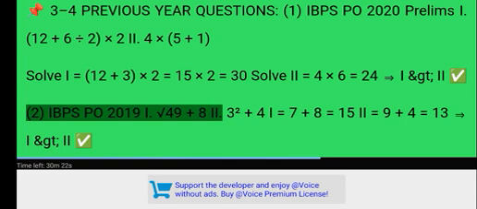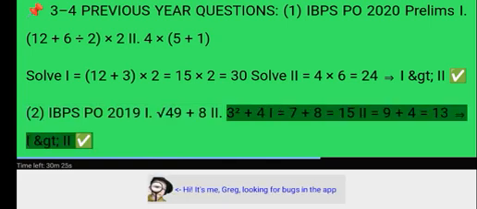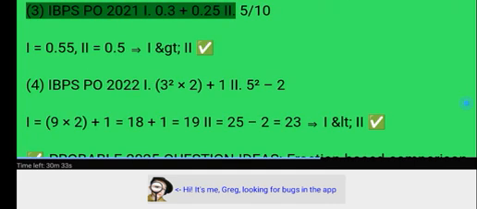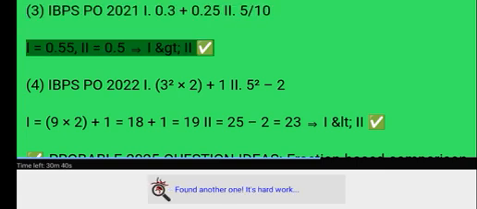2. IBPS PO 2019. I: square root 49 plus 8. II: 3 squared plus 4. I equals 7 plus 8 equals 15. II equals 9 plus 4 equals 13. So I is greater than II. 3. IBPS PO 2021. I: 0.3 plus 0.25. II: 5 tenths. I equals 0.55, II equals 0.5. So I is greater than II.